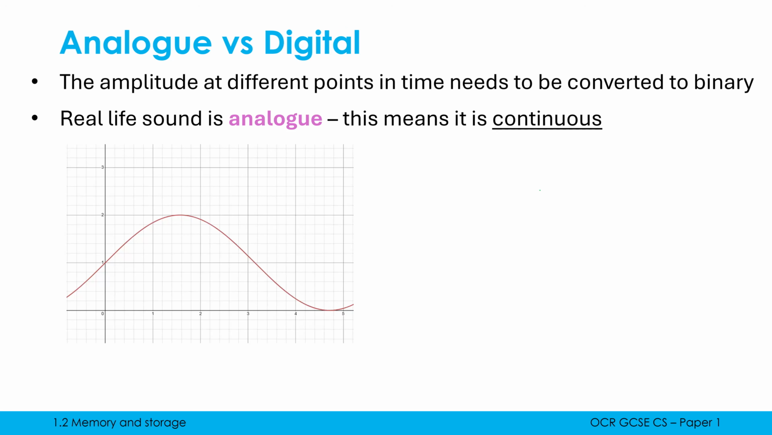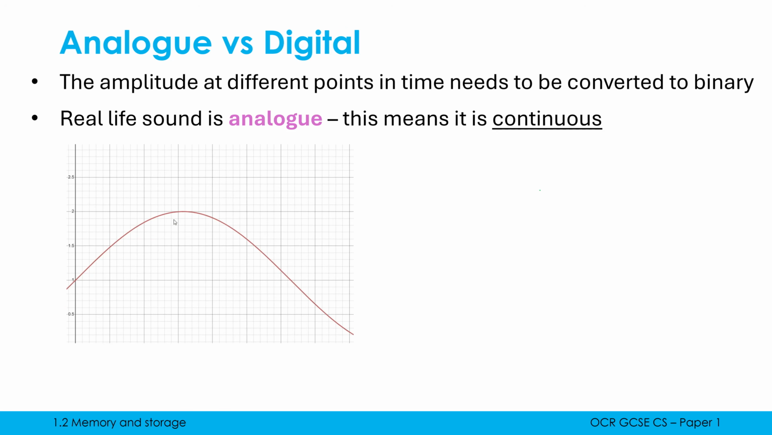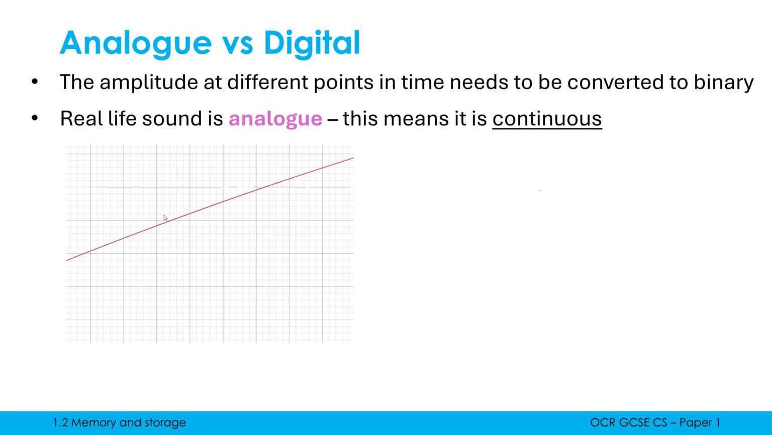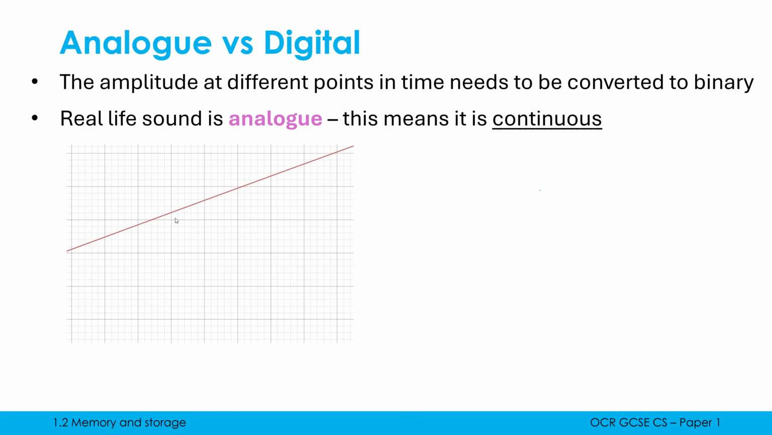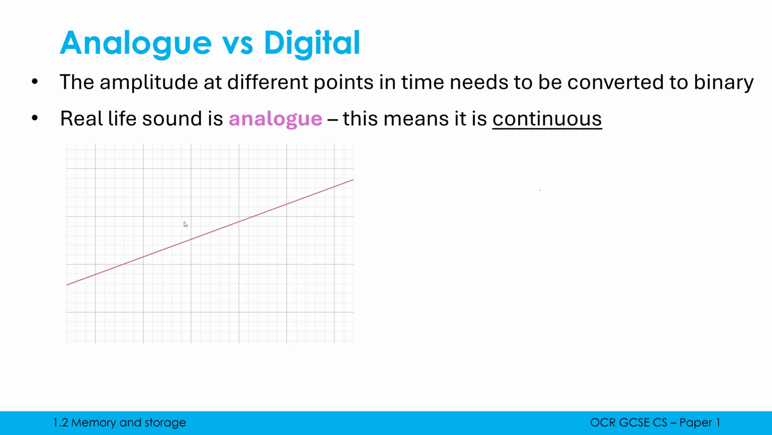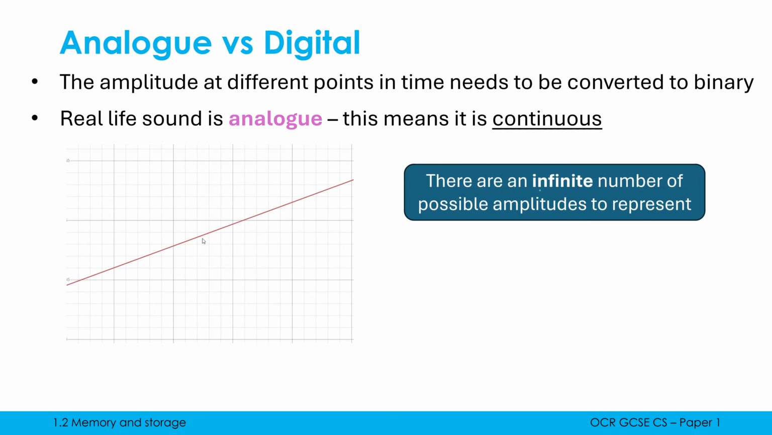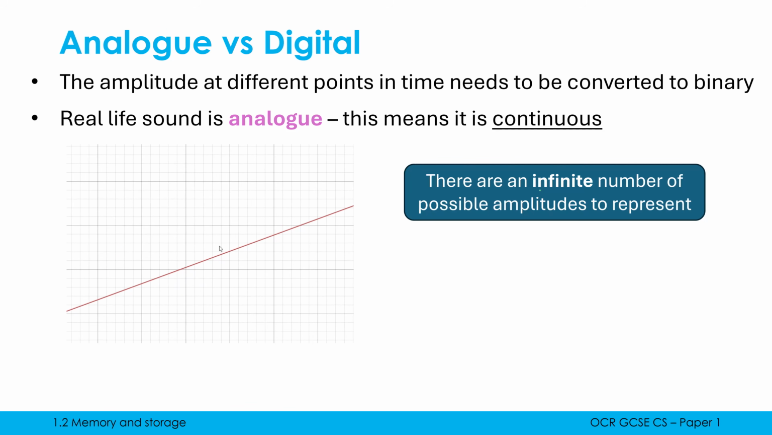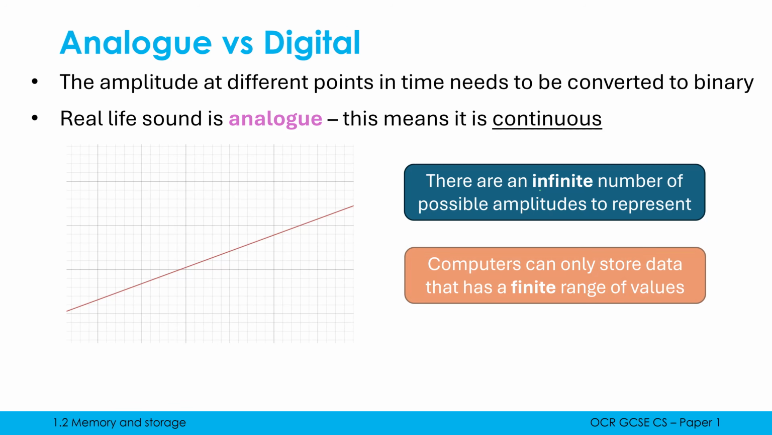It's a continuous waveform. If we were to zoom in to this wave and zoom in and zoom in and zoom in, we're never going to see a break. It's a perfectly smooth, perfectly continuous wave. And that means really there are an infinite number of values we could be storing. And that will not sound good because we don't want things to be infinite. Things being infinite is a really bad thing because a computer can only store data that has a finite range of values. Finite means there are a limited range of possible values, which we need because we only have limited memory space.